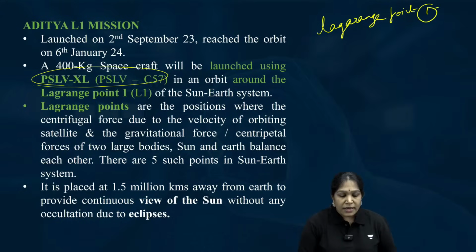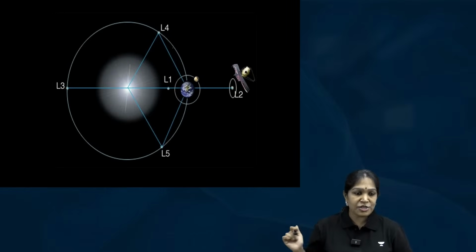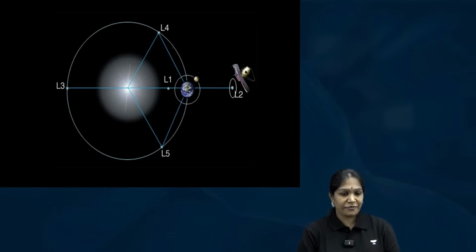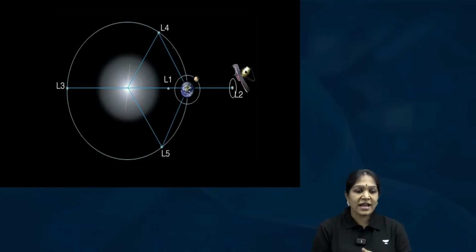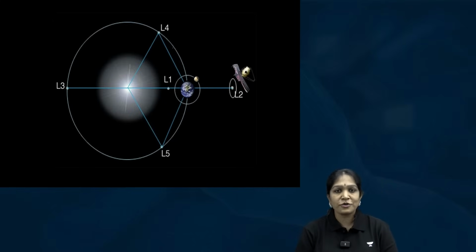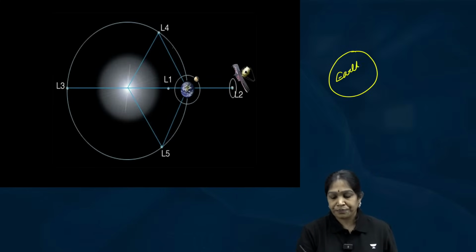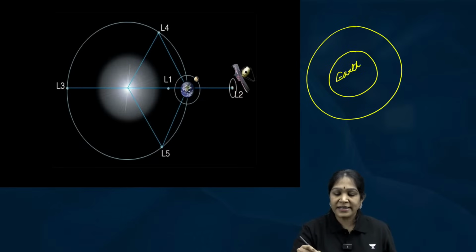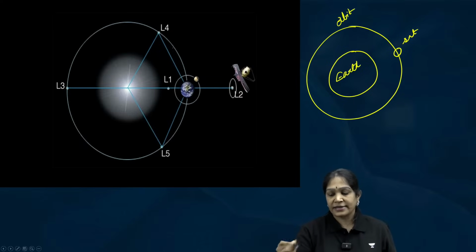But to understand what this Lagrange point number 1 is, we have to know what a Lagrange point is. Thank you so much for your beautiful interaction. To understand about L1, we have to know what a Lagrange point is, and to understand that, we have to know what an orbit is. So first of all, what is an orbit? Imagine this is the Earth and this is an orbit around the Earth. And imagine this is a satellite.